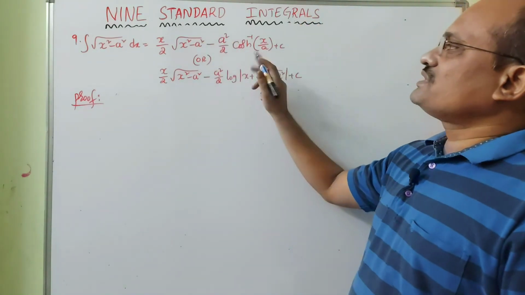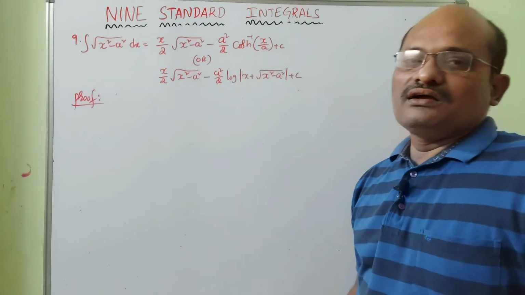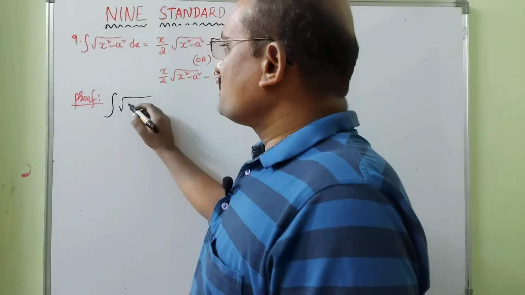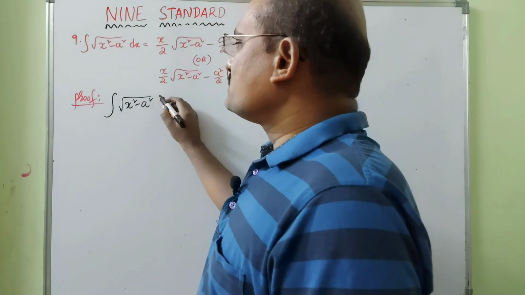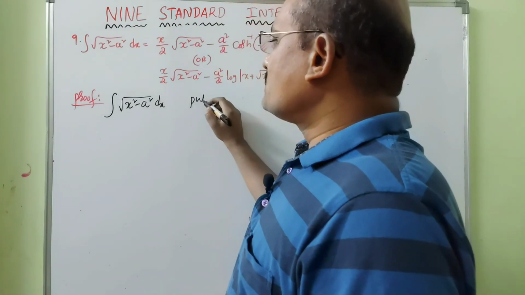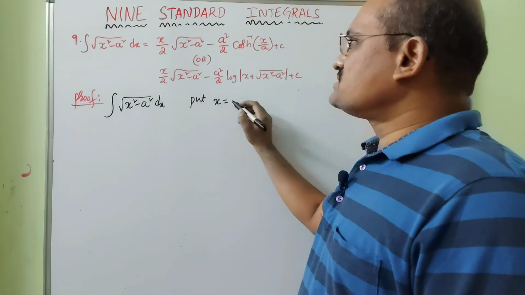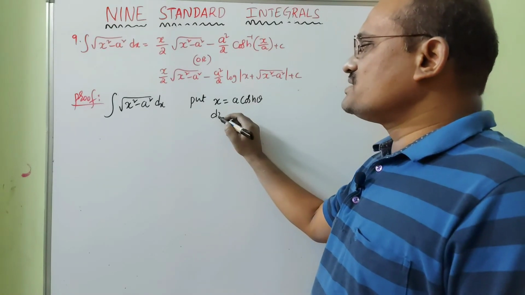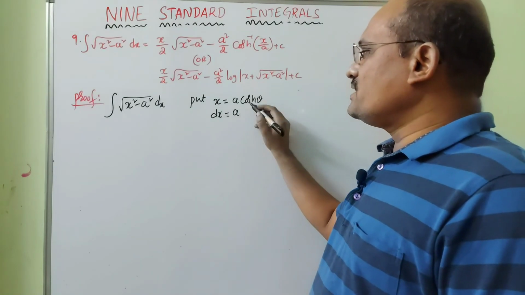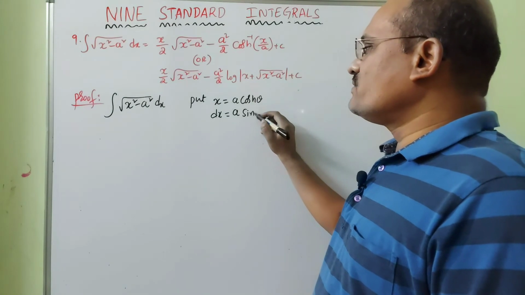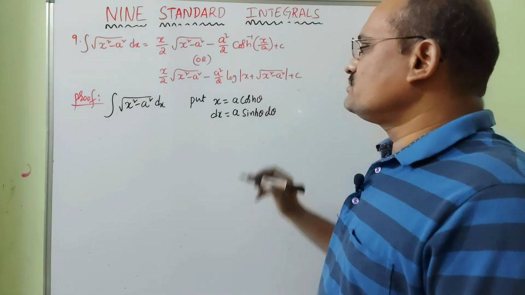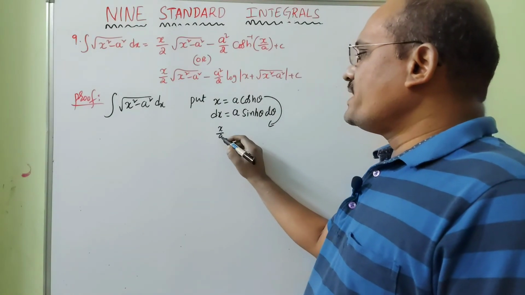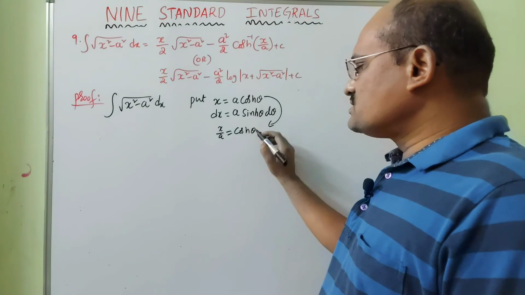By observing the result, we can say the suitable substitution is x is equal to a cosh of theta. So first of all, take the given integral, that is LHS. Here the substitution is: put x is equal to a cosh theta. Go for differentiation. dx is equal to a into cosh theta, derivative is sinh theta into d theta. From this we can write x by a is equal to cosh theta.